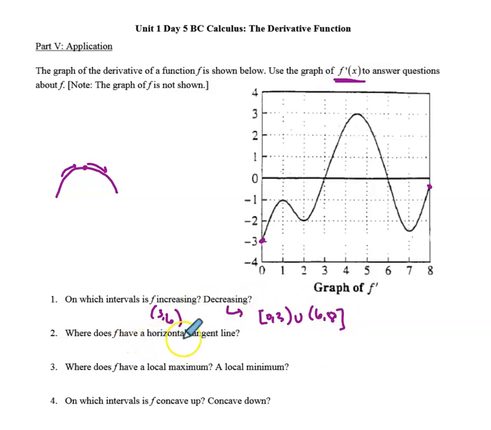Now, where does f have a horizontal tangent line? That will happen anywhere where the derivative has an x-intercept. So that will just be at x equals 3 and x equals 6.